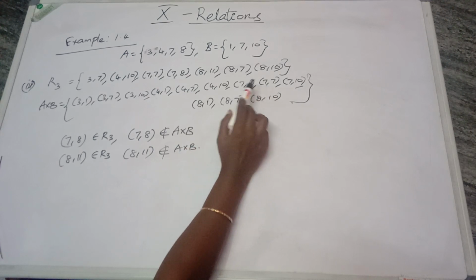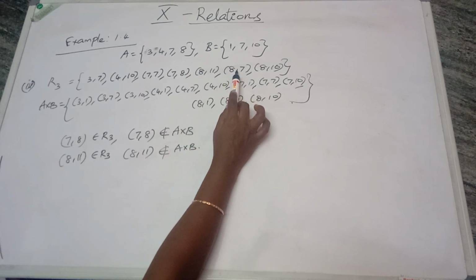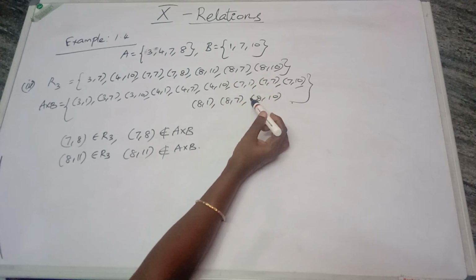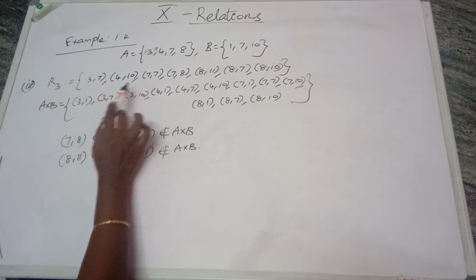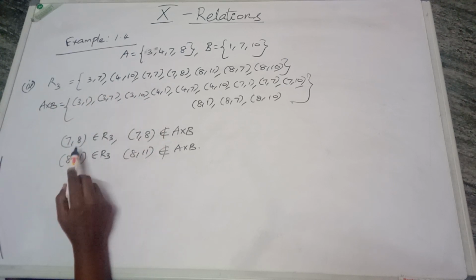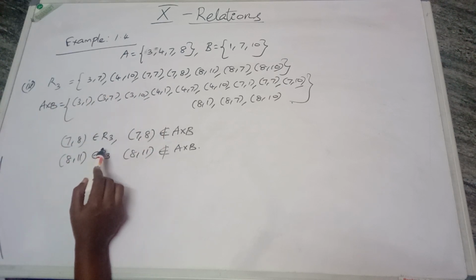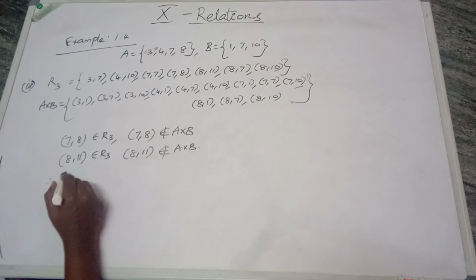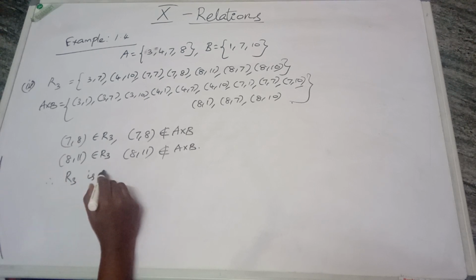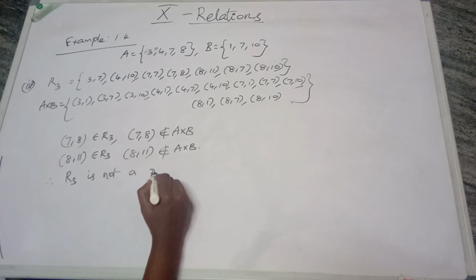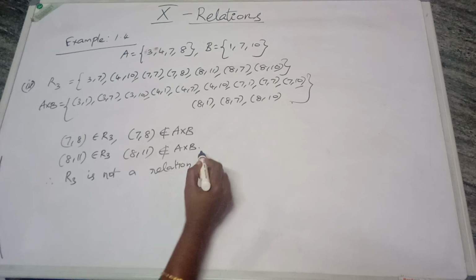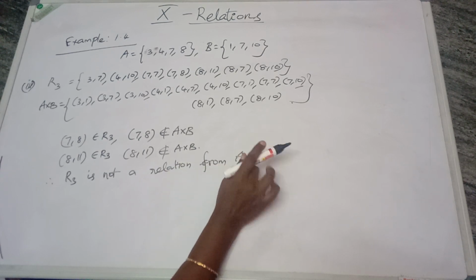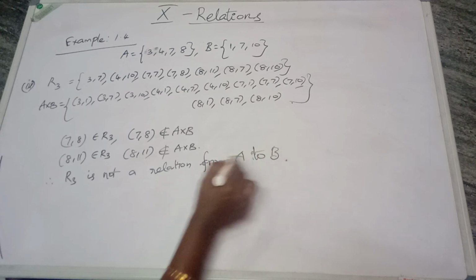And then the next one is 8, 7 in R3. 8, 7 is there here and 8, 10 is also here. So in the set of relation R3, two elements are in R3, but the same two elements are not in A cross B. Therefore, this R3 is not a relation from the set A to the set B.